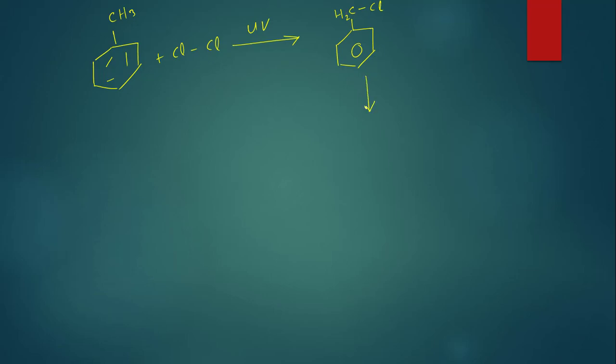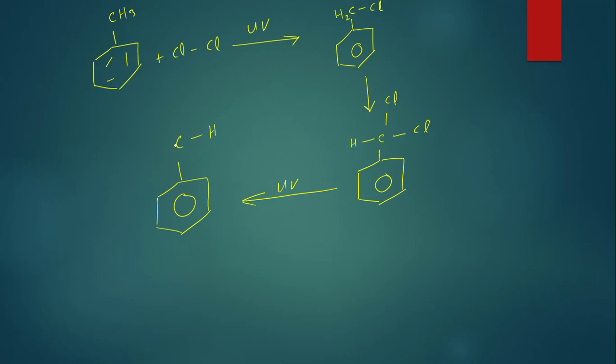If we add more chlorine, one by one all these hydrogens are replaced, for example we get hydrogen, chlorine and chlorine. In the next step, with UV radiation as the condition, we will get this product, where one by one all these hydrogens are replaced by chlorine.